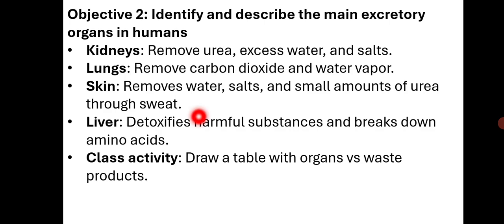So I want you to draw a table with organs versus their waste products. Just draw one column where you have organs, and the other column where you show the waste that they remove.